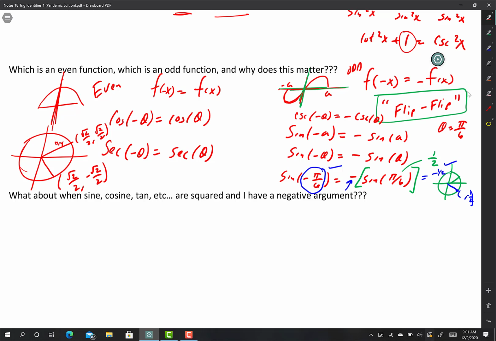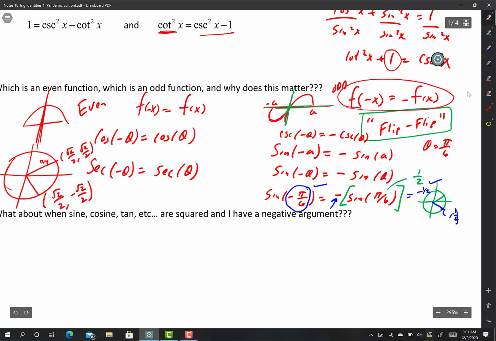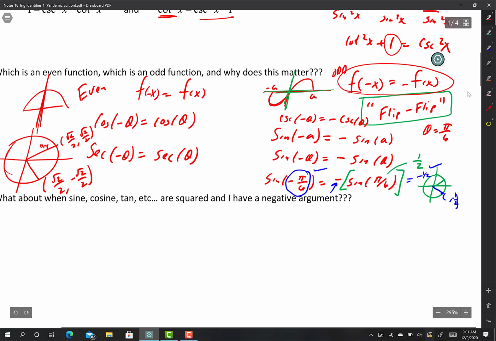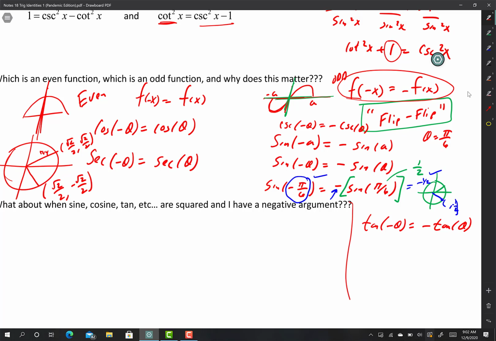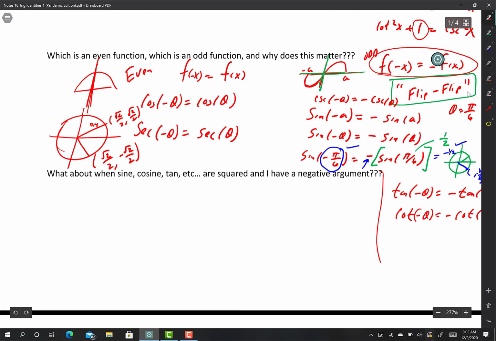Because it looks like it has this characteristic, tangent is odd, guys. I probably should have made more room, my apologies here. Tangent is an odd function. If you graph it, you will see that it is symmetric about the origin, or quote-unquote flip-flip. So tangent's an odd function, which means that it also applies to the reciprocal of tangent, which is cotangent. So there it is. We covered all the even and odd for sine, cosine, tangent, and their reciprocals.